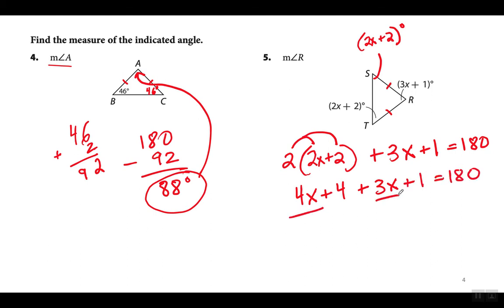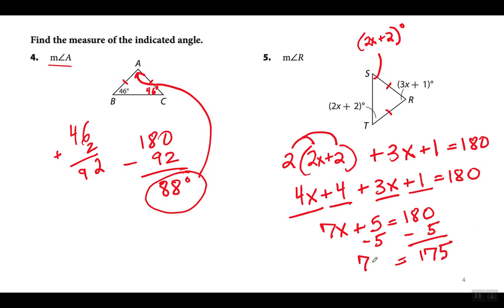4x plus 3x is 7x. 4 plus 1 is 5. Now let's subtract 5 from both sides, and you're going to get 175. So 7x equals 175. My last step is to divide 175 by 7.